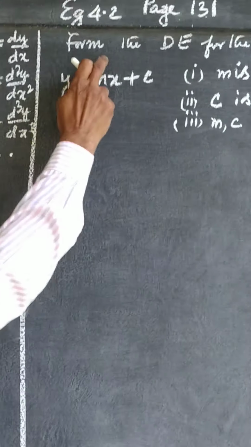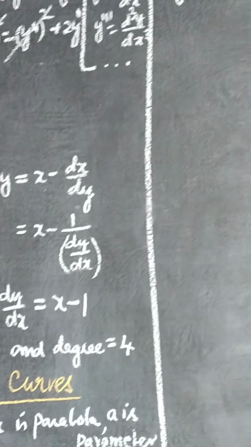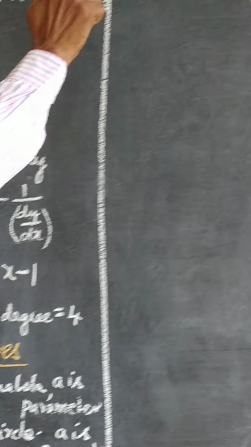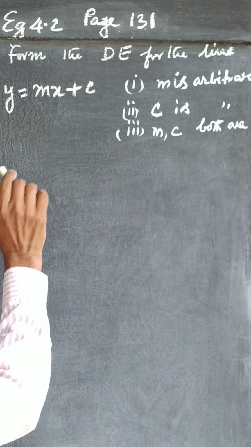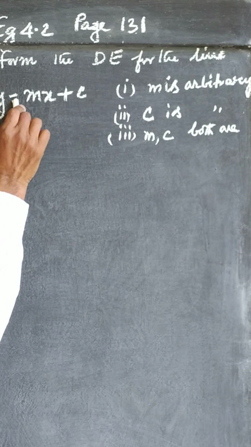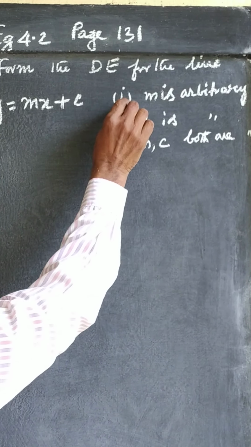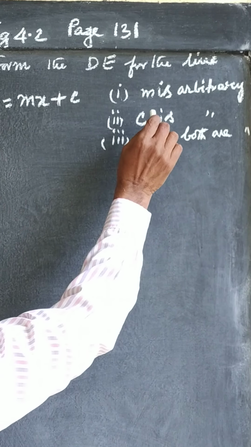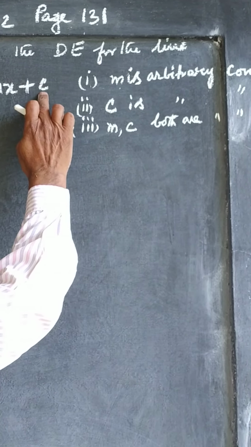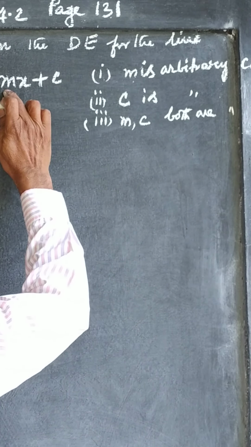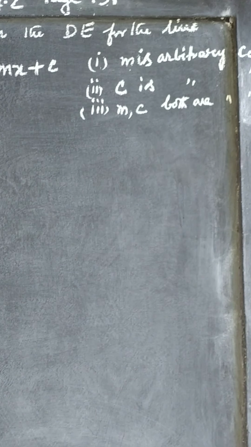Form the differential equation. The equations are given. We are asked to find out the formation of differential equation. So, the given equation is y is equal to mx plus c. Here, three conditions are given. For the first condition, m is arbitrary constant. Here, c is not mentioned. We have to eliminate only m in this case.